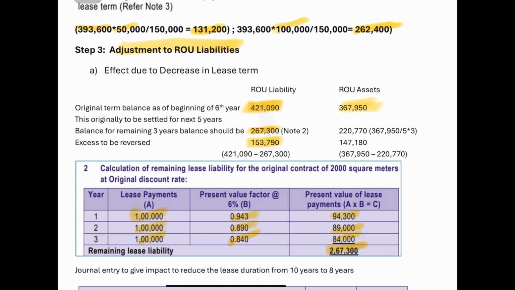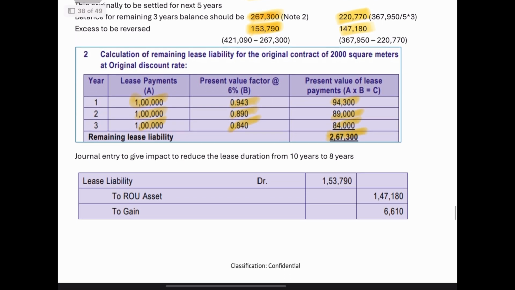So basically this 421,090 is for 6, 7, 8, 9 and 10, but for 6, 7 and 8 it should be only 267,300. So for 9 and 10 it's 153,790. Since you are modifying the lease, reducing the lease term from 10 years to 8 years, you can reduce the ROU liability by 153,790. Similarly, the ROU asset, this 367,950, is for the remaining 5 years, but now you are going to keep only the remaining 3 years. So you can keep 220,770, and the balance 147,180 needs to be reversed. So that's the one adjustment entry.